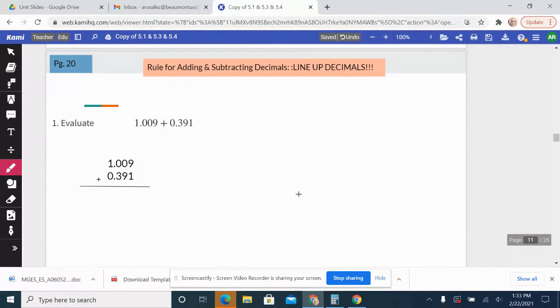Okay, so on page 20, this is where you'll kind of pick up. It says evaluate mentally. I'm just having us practice addition. So we'll work this out. 9 plus 1 is 10. 9 plus 1 is 10. 3 plus 1 is 4. And then 1 plus 0 is 1. And then you need to bring down your decimal. So your answer would be 1.400. So please write that down on page 20.